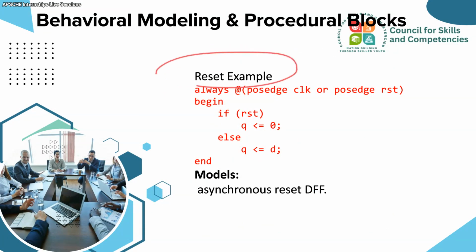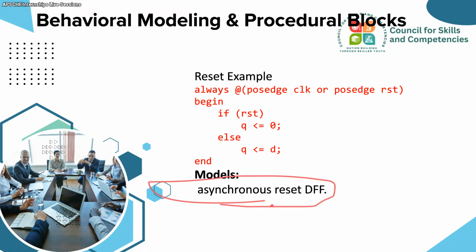Now with the reset example: posedge clock, and then we add posedge reset. If the reset is 0, then the reset action happens, otherwise the normal signal behavior. This is what you can call a synchronous reset.